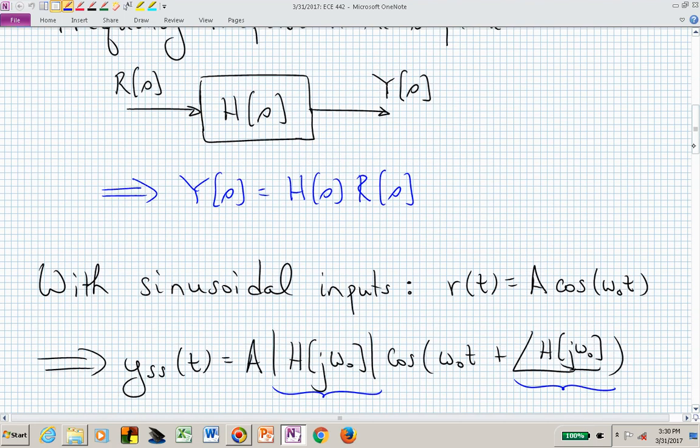Now, if we're dealing with inputs that are sinusoidal, or just to give an example, suppose little r of t has an amplitude of A, and it's a cosine waveform with a frequency of omega sub 0 in radians per second. So we now have r of t described by A cosine omega 0 t.